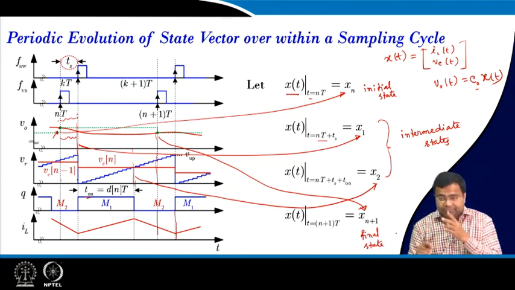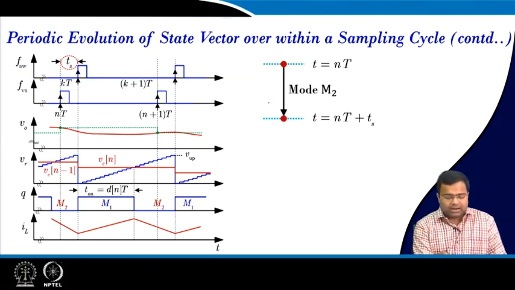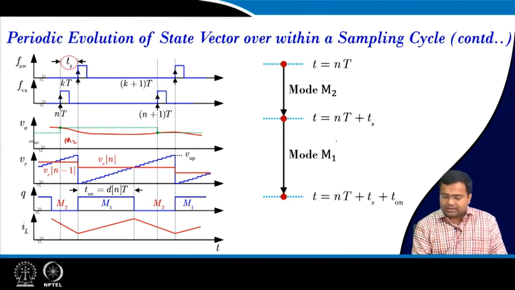We want to write the final state in terms of the initial state, and we want to substitute the intermediate state. How do we start? Let us start at t equal to nT, then it will undergo mode 2. This is my mode 2, and the duration of mode 2 is Ts.